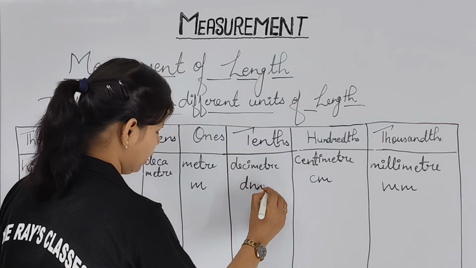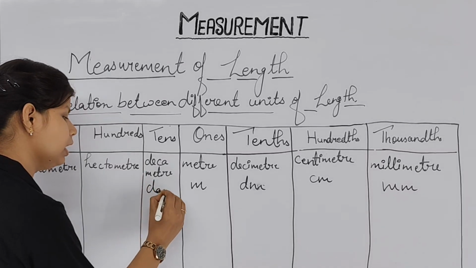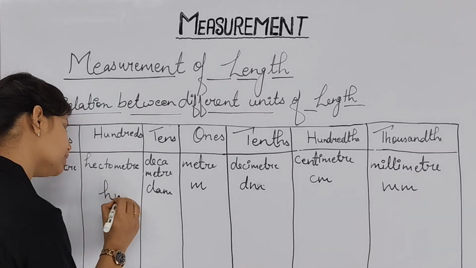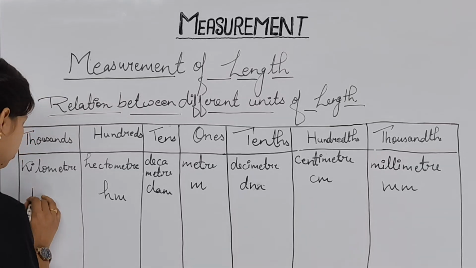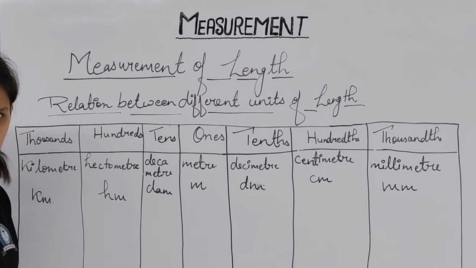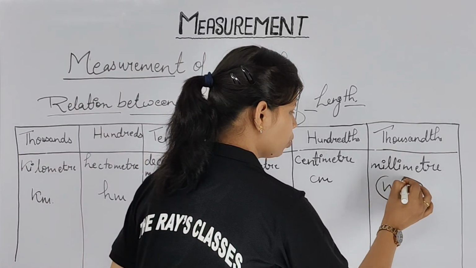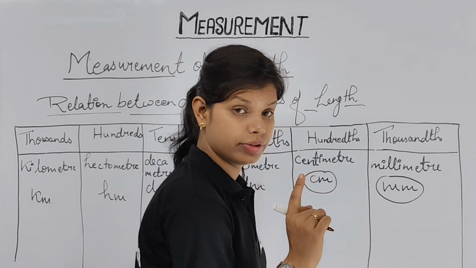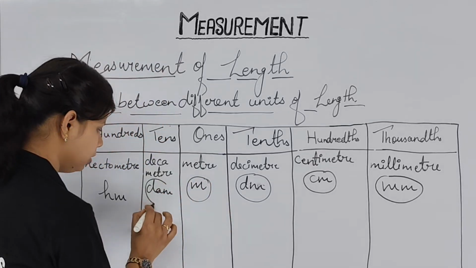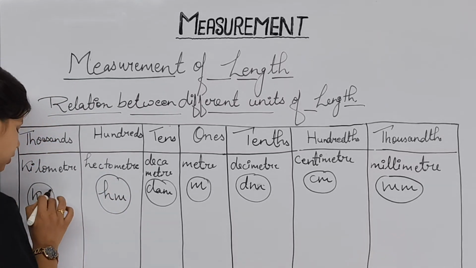Then m. Next is your deca. What will you write for this? Decameter, D-A-M. Then hecto. What are you going to write for this one? Short form will be your HM. And last is your kilometer. Clear? Understood about it? These all are the ways of your representation. Short form of representation, children. Please make it short. Don't go with the bigger one. Again and again I am reminding you of the same. Millimeter, centimeter, decimeter, meter, decameter will be written as DAM, hectometer, HM, and kilometer, KM.